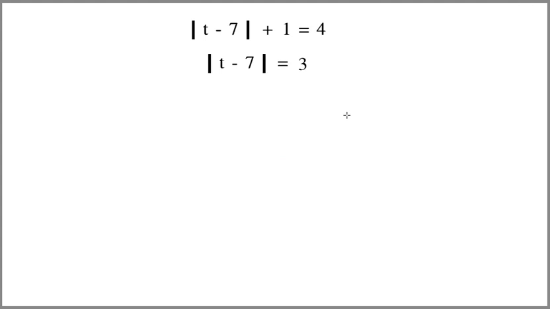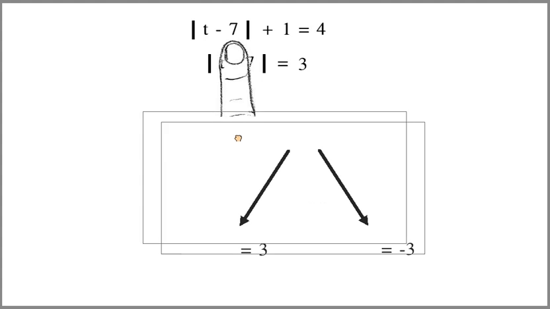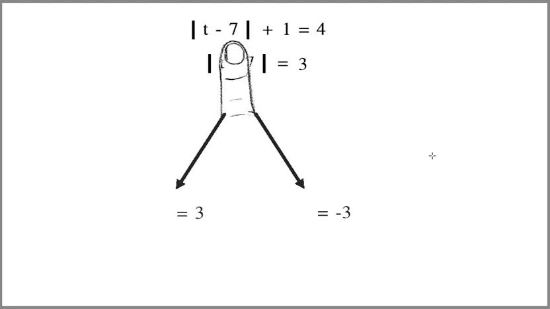There's the original problem, and I've subtracted 1 from both sides. Now at this point in time, instead of evoking a rule, I'm going to use what I call the cover-up method. I'm going to put my finger over what's inside the absolute value, and I ask you, what two values will work? We just went through this on the previous page. We know that 3 and -3 will work. What's under my finger has to be either 3 or -3. Well, what's under my finger? Well, t minus 7.